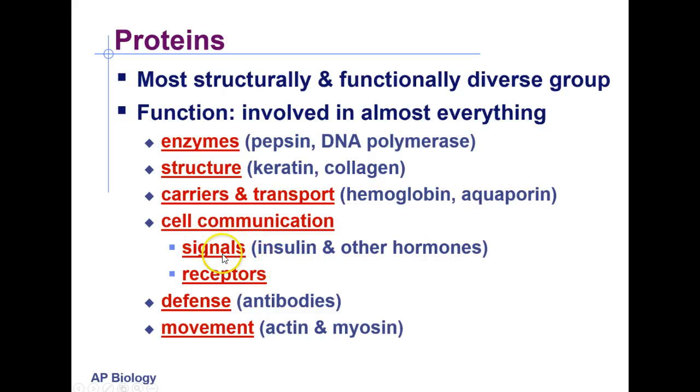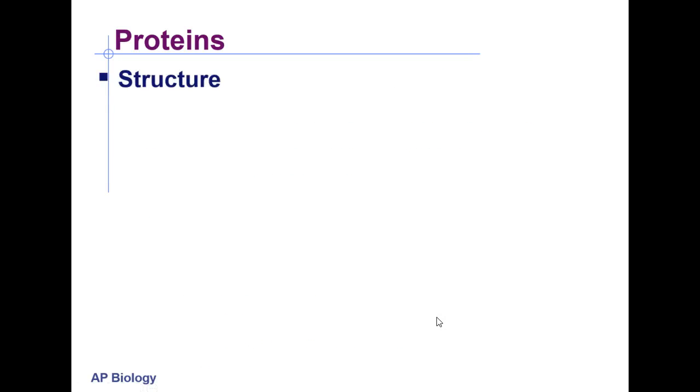They act in signaling mechanisms in our body as hormones, as receptors on cell membranes to receive molecules. They act as defense. Our antibodies that we make are actually proteins. And they act for movement, like the actin and myosin in our muscles. And for storage. Lots and lots of different jobs.